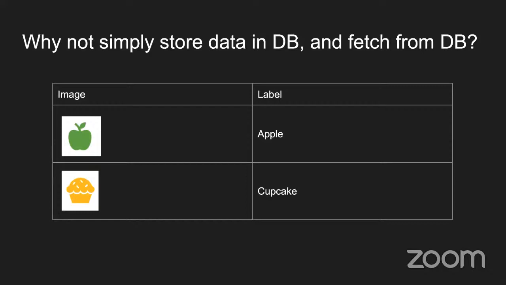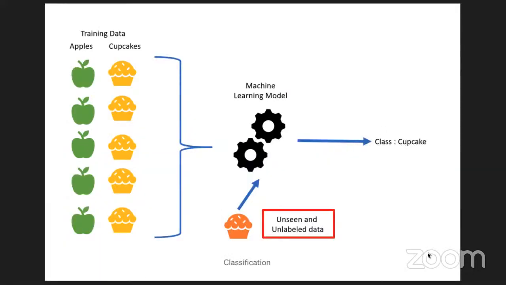Why not? The answer is very simple, and it's the highlight that you see at the bottom of the screen, which is unseen and unlabeled data. So you want to train it on the photos of cupcakes that you have, but then you want to recognize cupcakes or apples from photos that the model has never seen before, right?